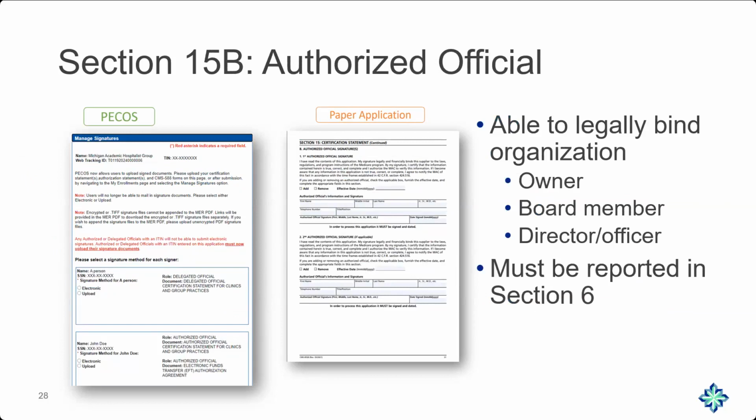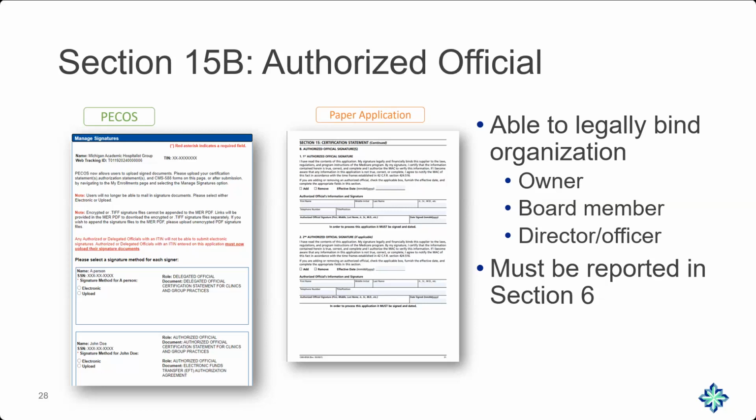Then we come to signing the application. Again, we're going to talk about a couple of attachments yet, but this is the base for everybody. So the applications all need to be signed. You can have multiple authorized officials, but it's also okay to only have one. Depends on the organization. It does need to be someone who can legally bind the organization into a contract. These enrollment applications are essentially a contract between the provider and the Medicare program, and the provider and CMS. And so it does need to be somebody that is high ranking.